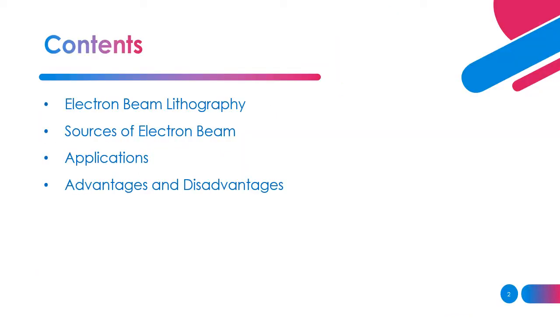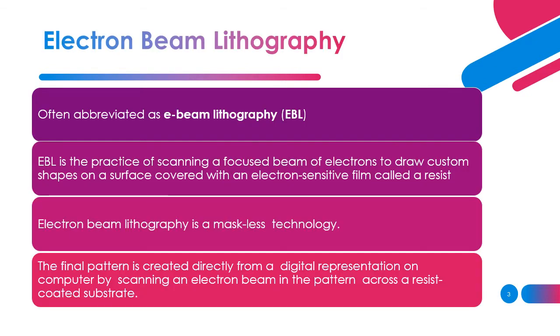So here's the content of the lecture today. Electron beam lithography, usually abbreviated as E-beam lithography, or we can also call it EBL. EBL is the practice of scanning a focused beam of electrons to draw custom shapes on a surface covered with an electron-sensitive film called a resist.